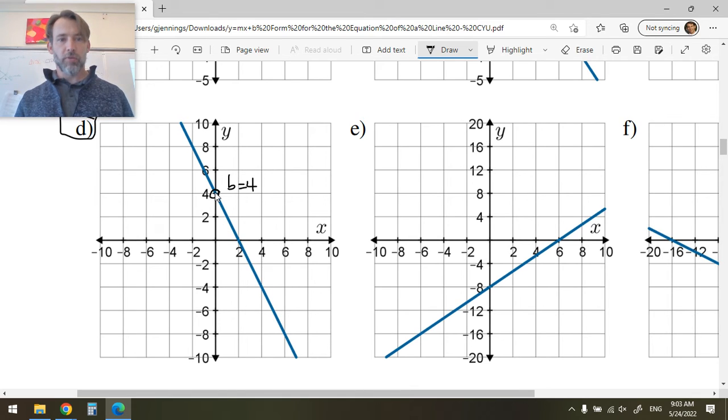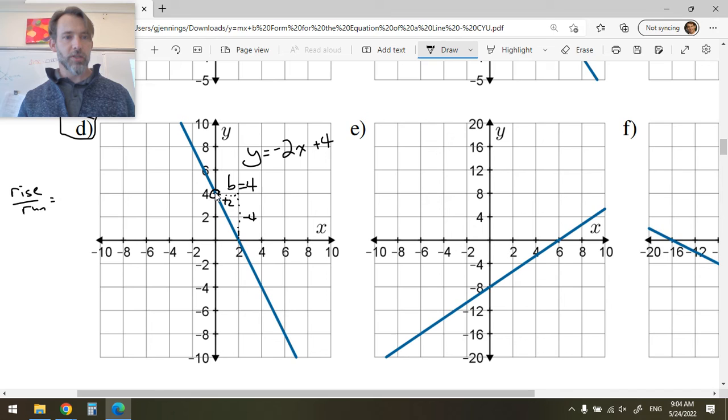And then what's our rise and our run? Well, if I run 2, I rise negative 4. This is negative 4 here, and this is plus 2 here. So this is y is equal to negative 2x plus 4. That negative 2 I get from rise over run, which is equal to negative 4 over positive 2, which is the same thing as saying negative 2. Okay, so there's my m. This is the equation of that line.